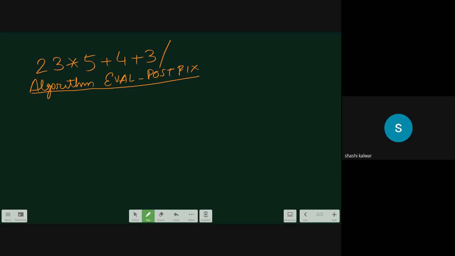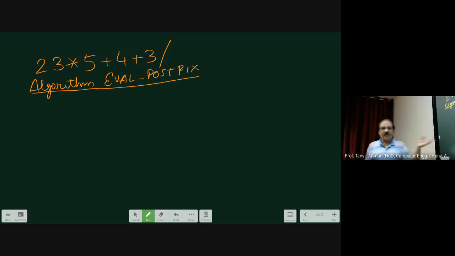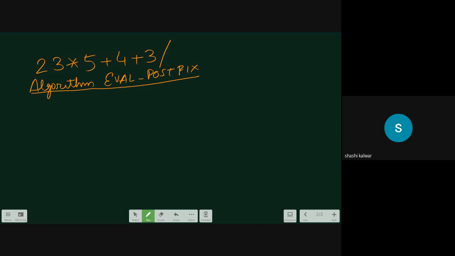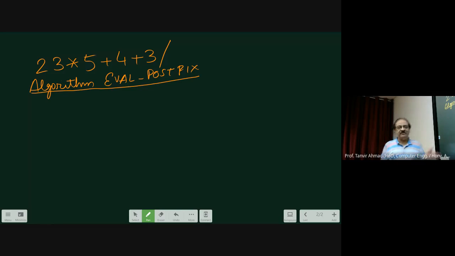Excuse me, sir. Yeah, I want to know about the algorithm which is changing the infix to postfix expression. That I will do just after this. Don't worry. That's a lengthy algorithm. Therefore, first I will make sure that you understand the easier one. Then I will do that. Obviously, that's the next algorithm which I will cover.